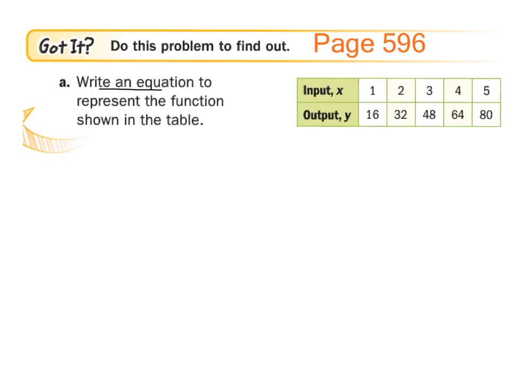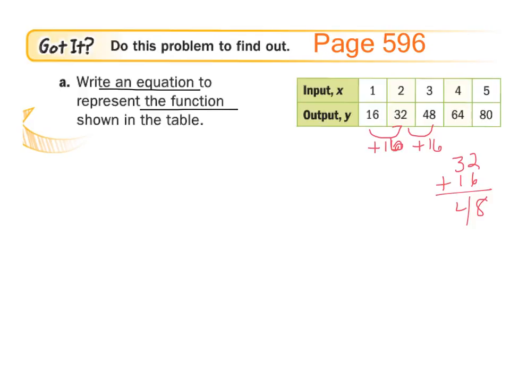So they want us to write an equation to represent the function in the table. So I'm looking for my difference. I'm going to look here. How do I get from 16 to 32? Well, I would add 16. Now I'm going to check to get from 32 to 48. Do I add 16? Well, let's take 32 and add 16. Yep, it's true. It's an add 16.